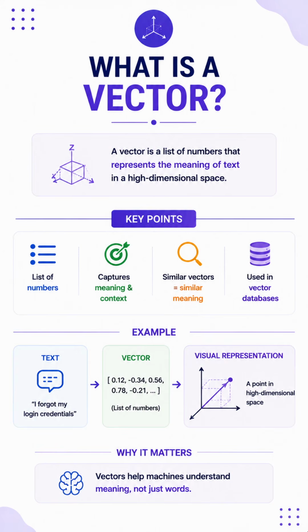If two sentences have a similar meaning, such as "reset your password" and "I forgot my login credentials," their vectors will be very close to each other, even though the words are different. In a RAG application, these vectors are stored in a vector database. When a user asks a question, the system compares the query vector with the stored vectors to find the most relevant information. In simple terms, a vector is the numerical representation of text that helps computers understand meaning and find similar information.